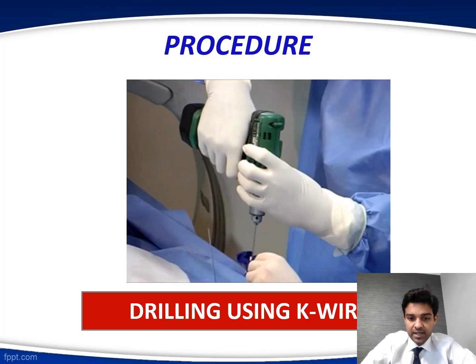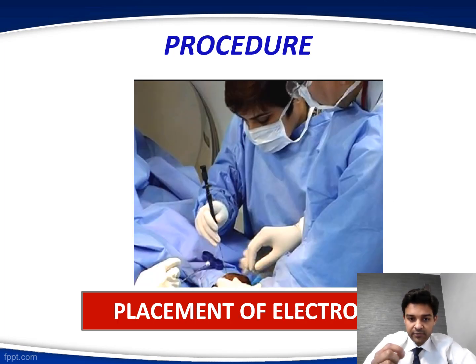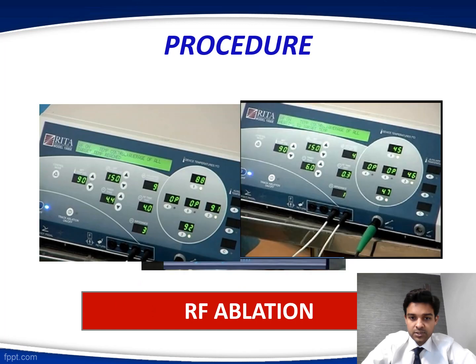Then, using a drill and a K-wire, the target lesion is acquired. Then the electrode is placed. Then, using an RF generator, the RF alternating current is applied. If you can have a look here, this 90 is the target temperature, this 150 is the power in watts, and 45 and 88 here are the thermocouple temperatures.